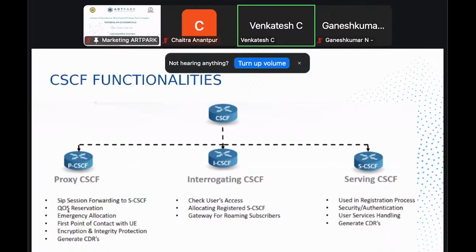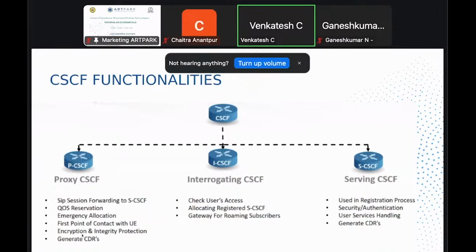And another is the QoS reservation. It ensures the quality of service for media sessions and any emergency allocation. It supports emergency calls by prioritizing them. And this is the first point of contact with the UE, and it will provide encryption and integrity protection. That means it will secure SIP signaling.